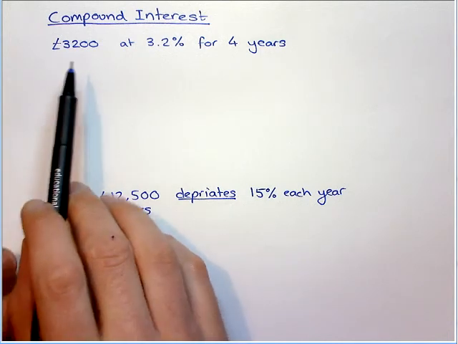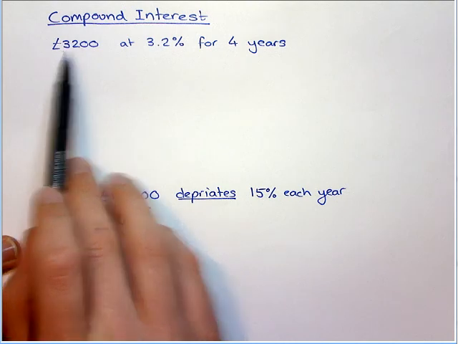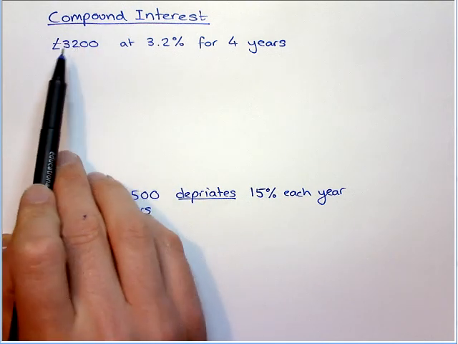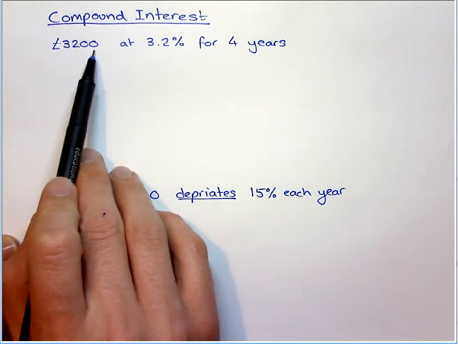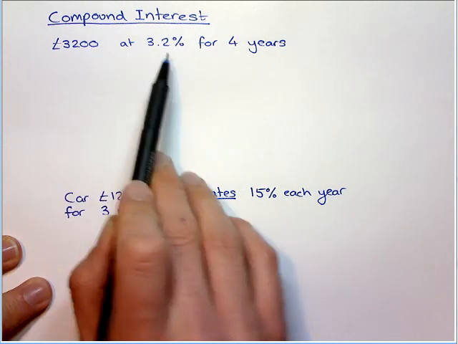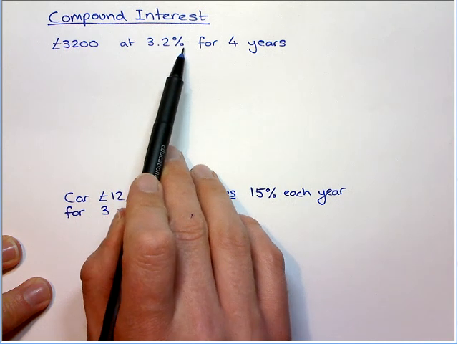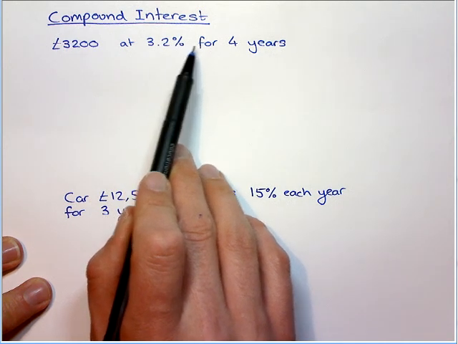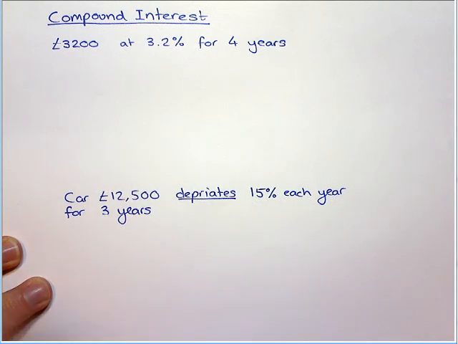So I haven't got the whole question written out here, but let's imagine it says something along the lines of this. Susie invests £3,200 into a savings account, and the bank are prepared to give her 3.2% interest per annum, compound interest, for 4 years. How much will she have at the end of the 4 years?